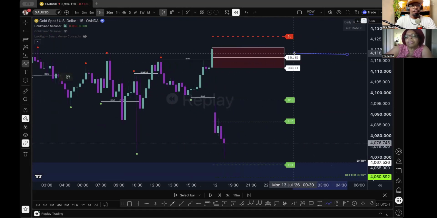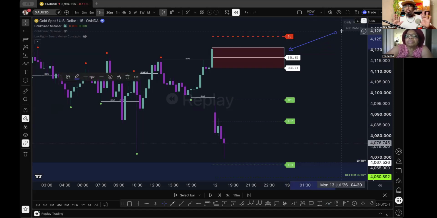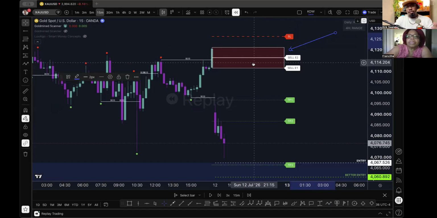All right, so we got this right here. For me right now, we can just assume that we know how the scanner works. Something happens, and then we're going to get this box that shows up. If it's red, it's going to tell us to sell. If it's blue, it's going to be telling us to buy.